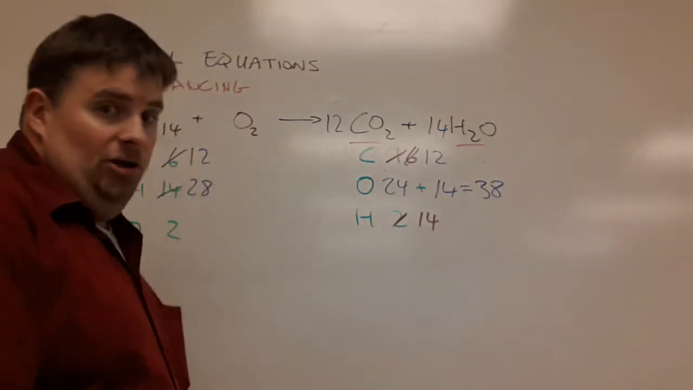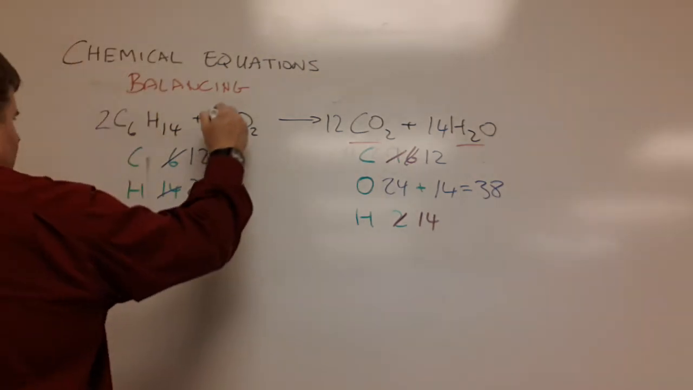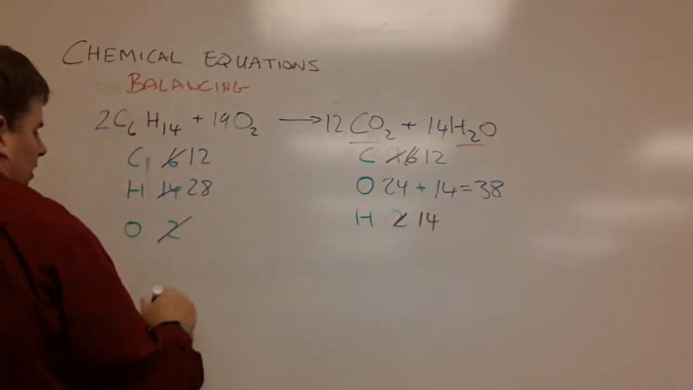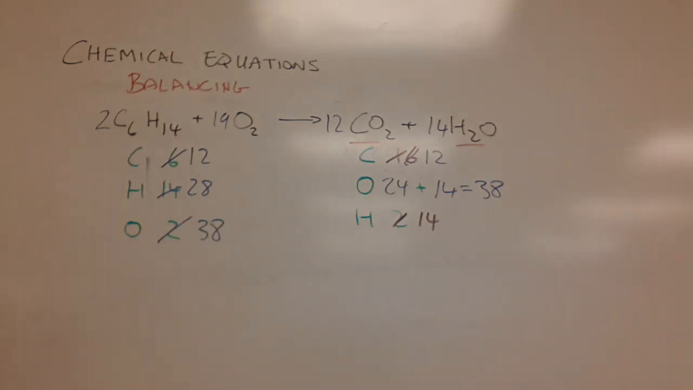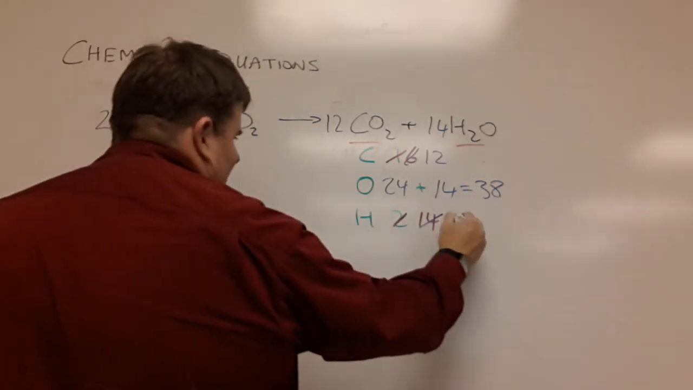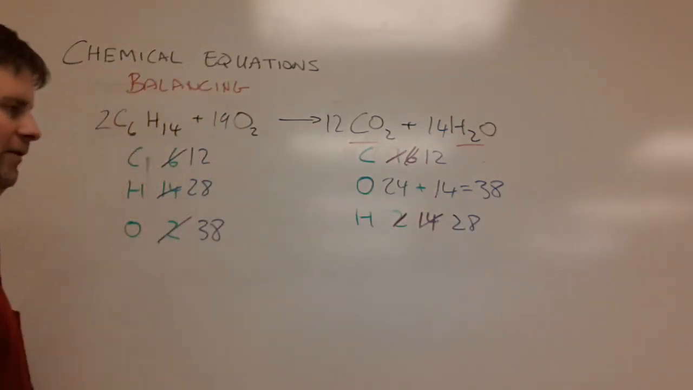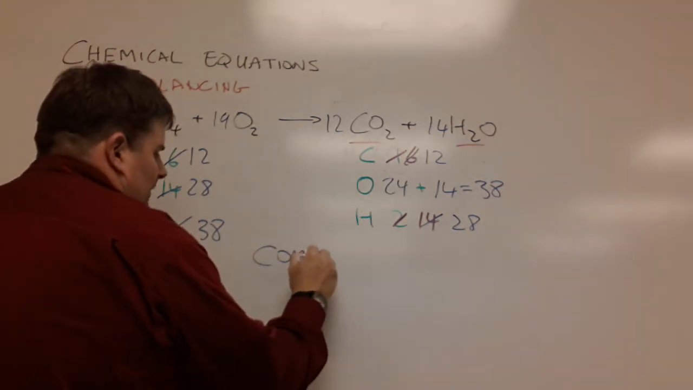Right? What's 38 divided by 2? Quick! 19, that's right. So now I can put 19 oxygens here. All right? This makes 38 oxygens on either side. At this point, everything is balanced. Oop, I forgot to put this. There we go. All right, now everything is balanced. This particular type of reaction is called a combustion reaction.